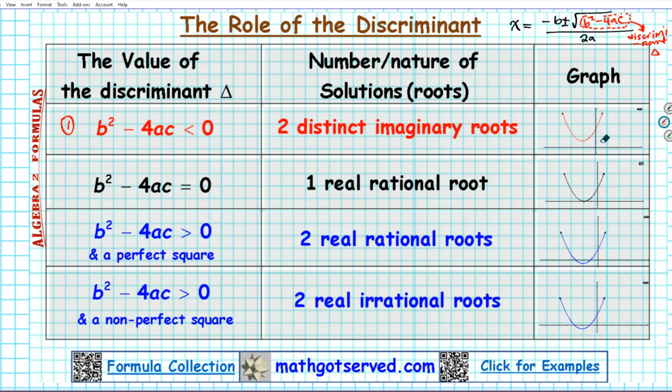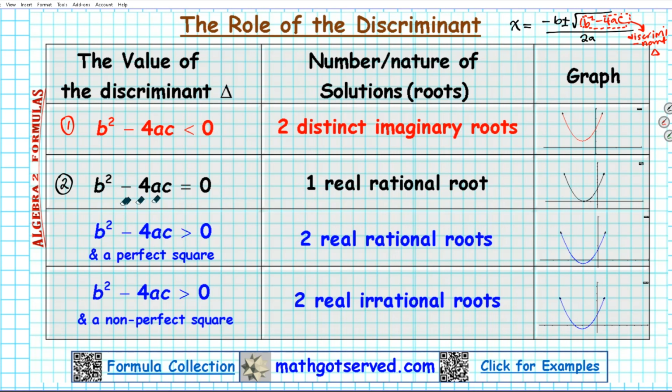They're both imaginary. Case number two is where your discriminant is 0. When your discriminant is 0, you have exactly one real rational root. And that happens when the parabolic function touches the x-axis exactly once. Okay, it's as though the x-axis is tangent to your quadratic function.